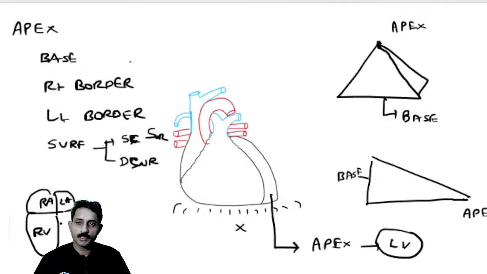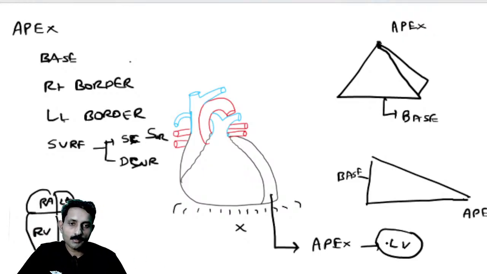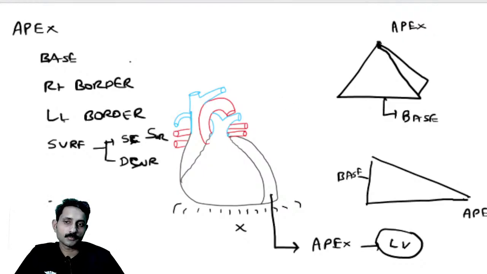Left atrium, left ventricle. Okay. Now you just imagine that these four chambers are tilted like this. So the apex is formed by what chamber of the heart? Left ventricle. This is the first question. Apex is formed by the left ventricle.